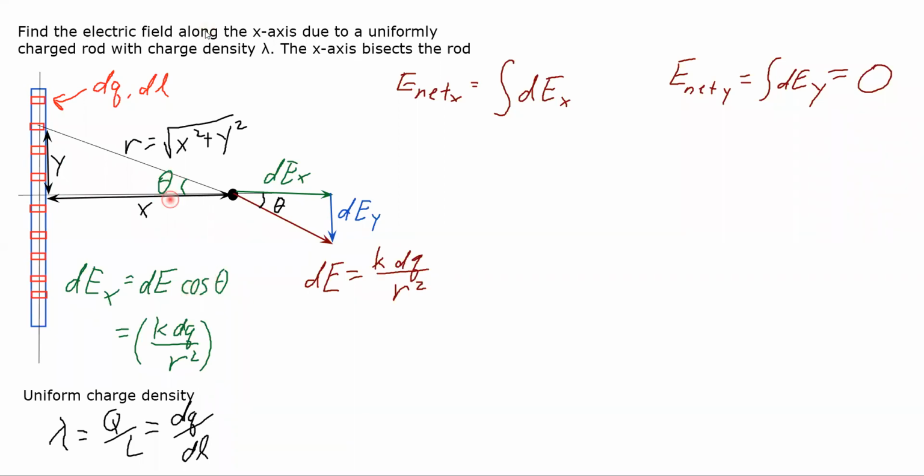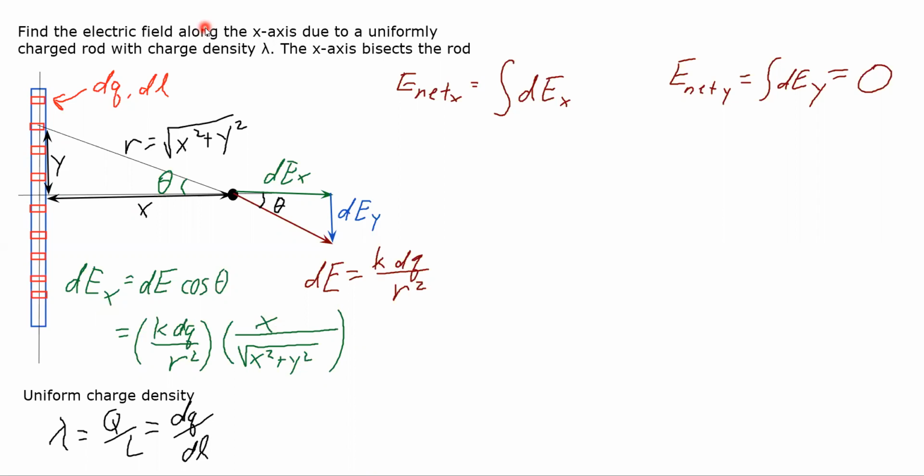So we have here for the x component cosine theta. Well, what's cosine theta in terms of this triangle? Remember, cosine theta is adjacent over hypotenuse. So I could substitute in for cosine theta x, which is my adjacent side of that triangle, over my hypotenuse. There you go. Now I have my x component here, dEx. But there's still a couple of things that are a little bit vague.